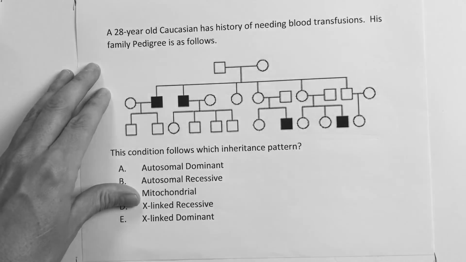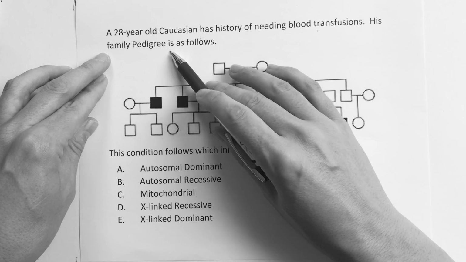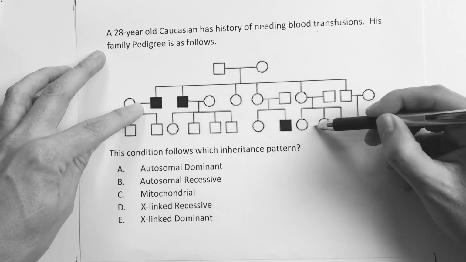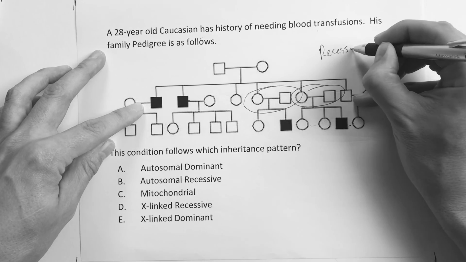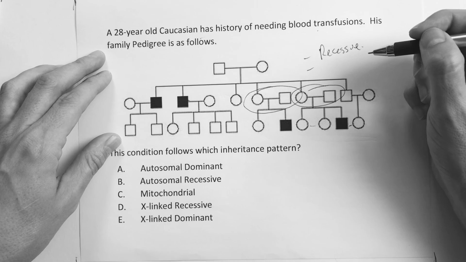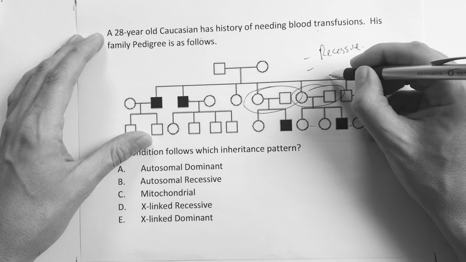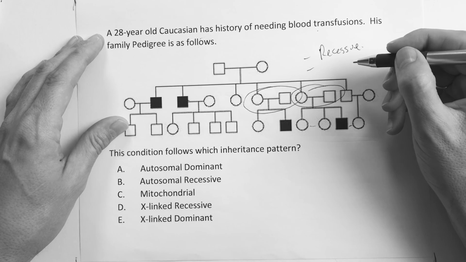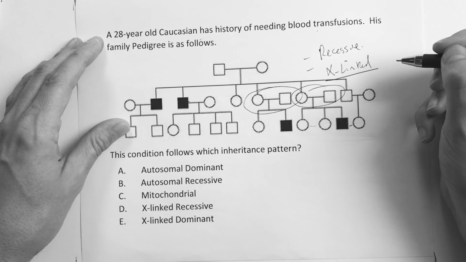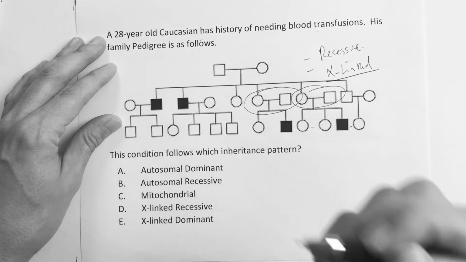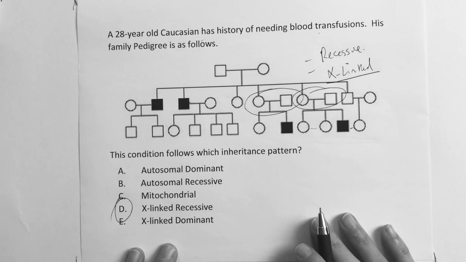And this one says, a 28-year-old Caucasian has a history of needing blood transfusions. His family pedigree is as follows. So we see a bunch of males, and then it skips generations, so we know it's recessive. And there's no male to male transmission, so we know we're going to go with X-linked, and we're going to hit on X-linked recessive, obviously. So anyway, this is kind of an overtly simple one.